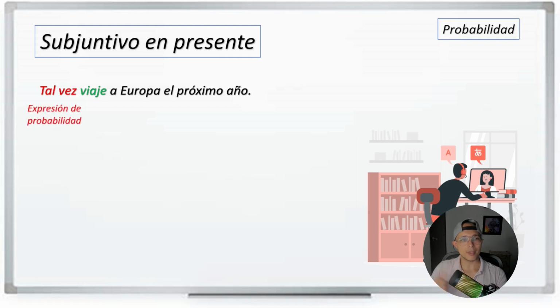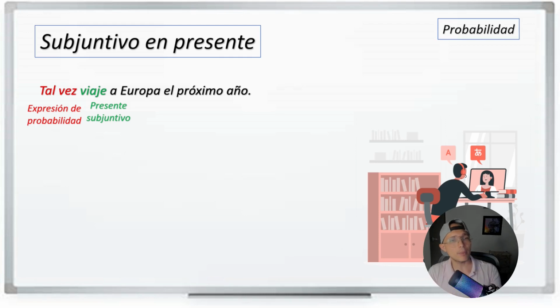So we have tal vez, which is the expression of probability, and then we have the verb in subjunctive, viaje. When we have words that express this uncertainty or probability, like perhaps, maybe, or may, we almost always use the subjunctive in Spanish, and it sounds better. Let's repeat. Tal vez viaje a Europa el próximo año. One more time. Tal vez viaje a Europa el próximo año. I may travel to Europe next year, hopefully.